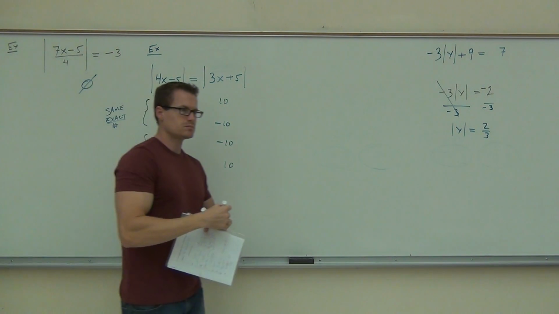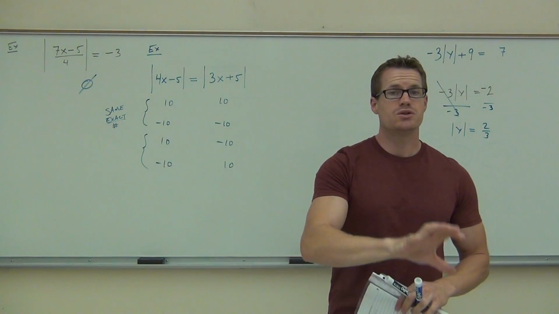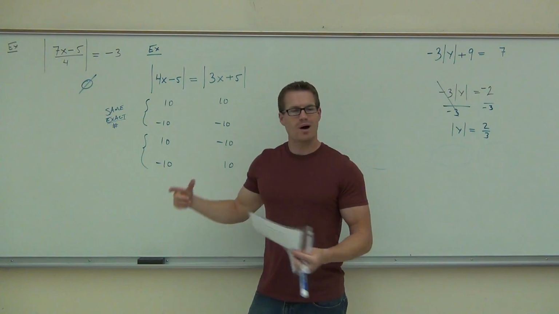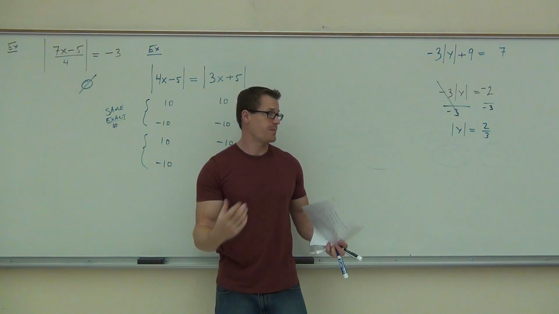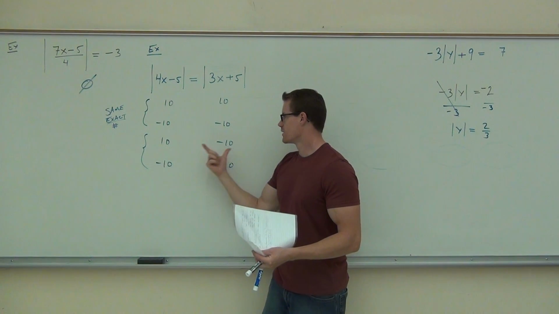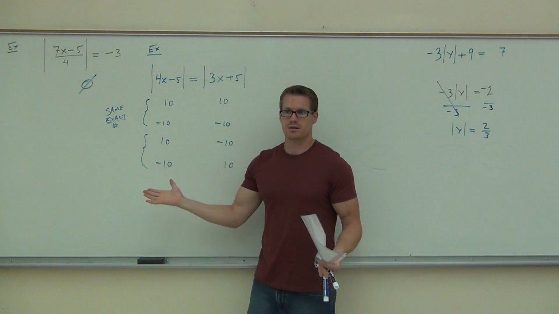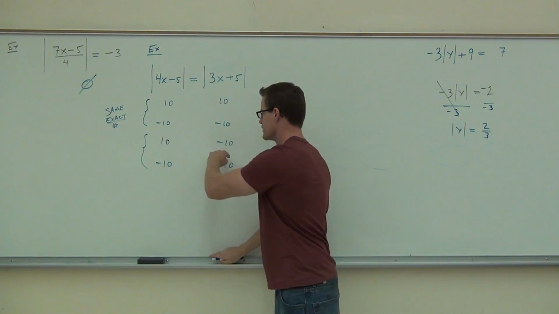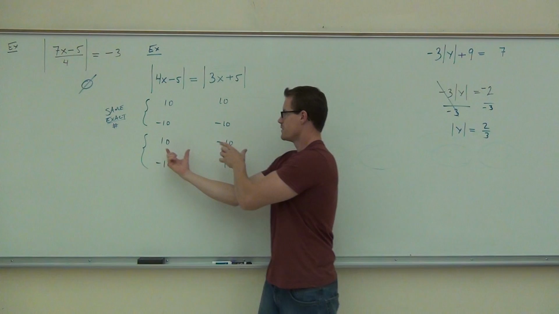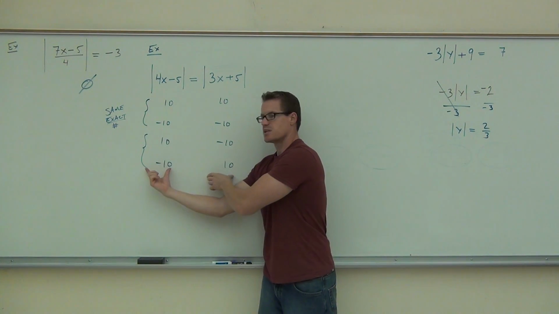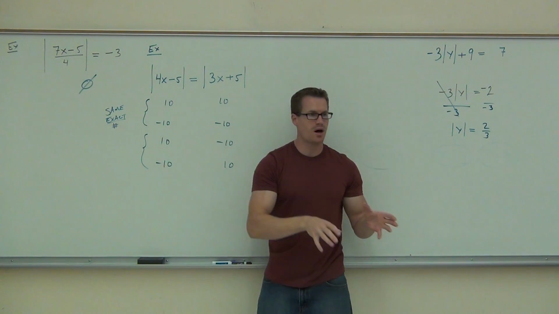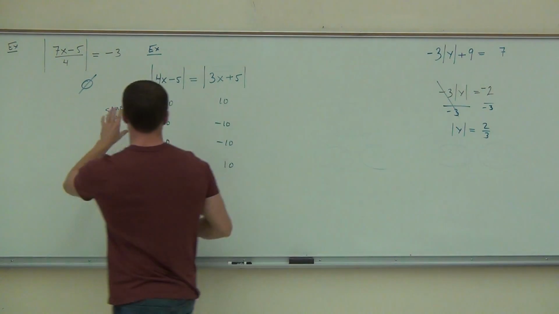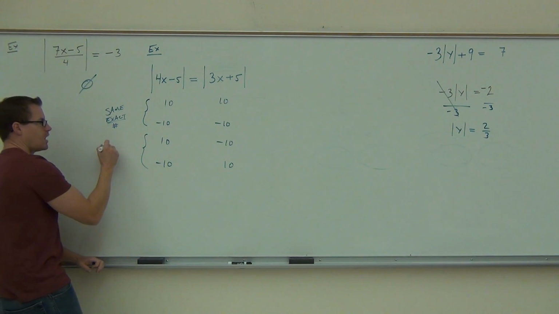Case 2 is the case where the insides are opposite each other. However, when you take the absolute value, it doesn't matter, because it's going to make everything positive no matter what. Do you see that case? Even though they're opposite numbers, one's 10, one's negative 10, it doesn't matter. The absolute value will make them positive, and therefore you will have an equation in this case. So first case, same exact number. Second case, opposite numbers.